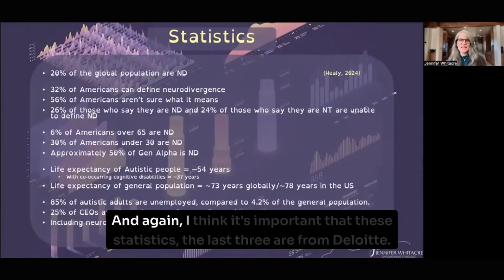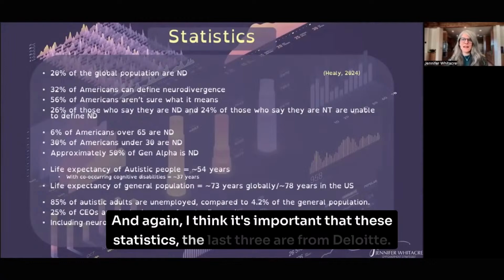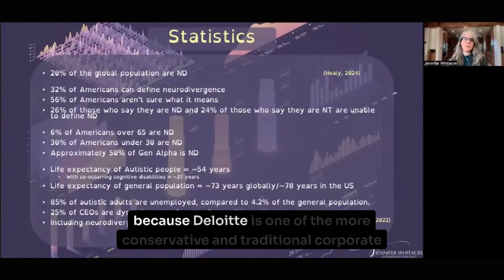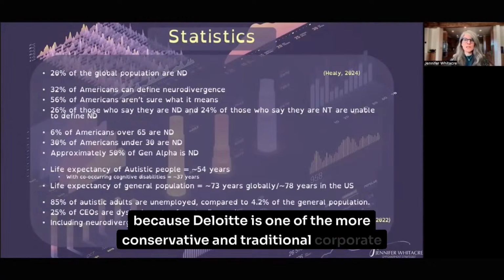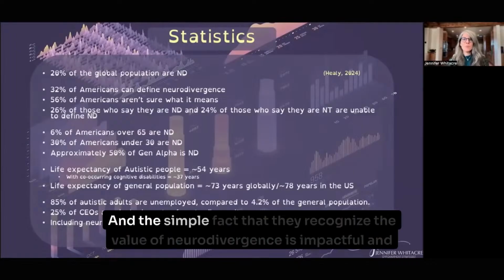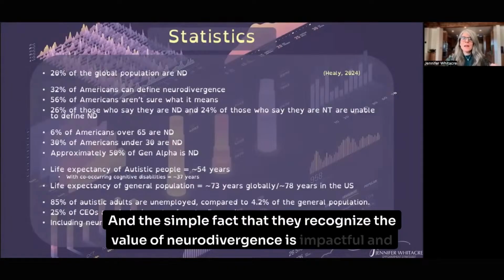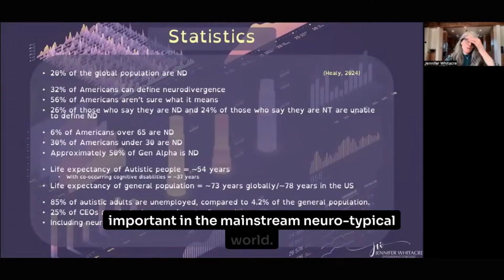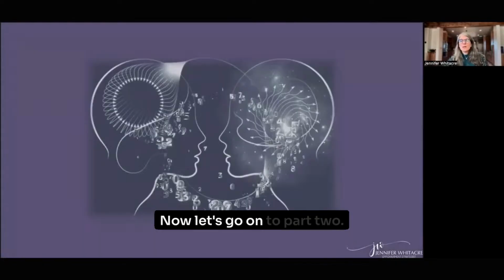And I think it's important that these statistics, the last three are from Deloitte, because Deloitte is one of the more conservative and traditional corporate institutions that you're going to find. And the simple fact that they recognize the value of neurodivergence is impactful and important in the mainstream in the world. Now let's go on to part 2.